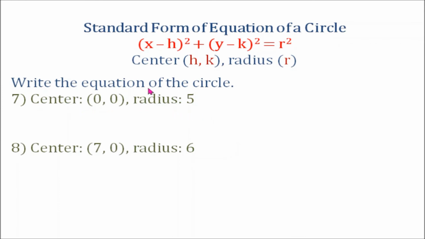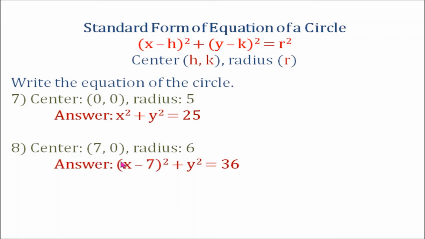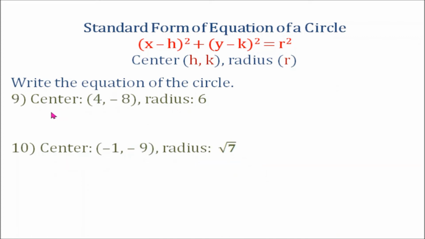Now this time we are going to do the other way around. We are going to write the equation of the circle given the center and the radius. So since the center is 0, 0 and the radius is 5, it can simply be written as x squared plus y squared equals 25. Number 8, our center has coordinates 7 and 0. Our radius is 6. So it can simply be written as the quantity x minus 7 squared plus y squared equals 36.